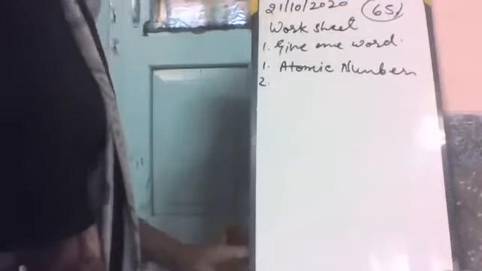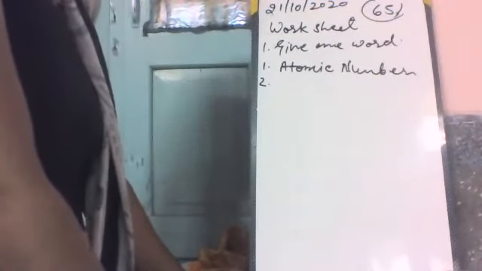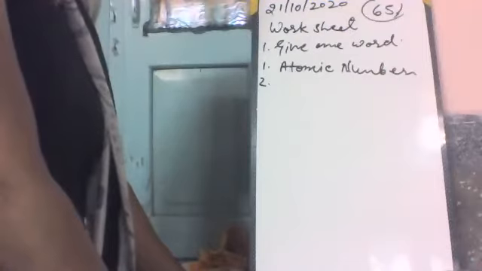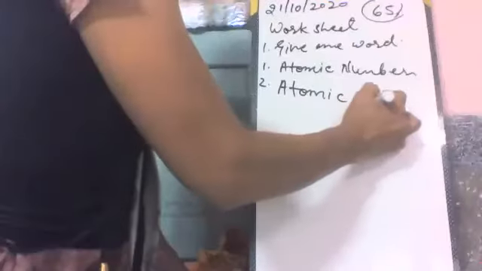Number of protons plus number of neutrons is what? Kindly reply. Nucleus? No, it is atomic mass. The number of protons plus the number of neutrons is equal to the atomic mass.